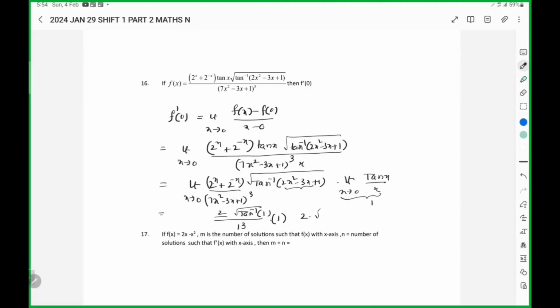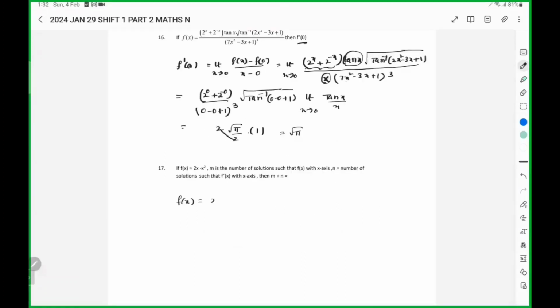So it is root of pi by 2 power x minus x square. It is not 2x, it is 2 power x. The number of points of intersection of f(x) with the x-axis, where y equals 0 and y is nothing but f of x. So 2 power x here, and x square.